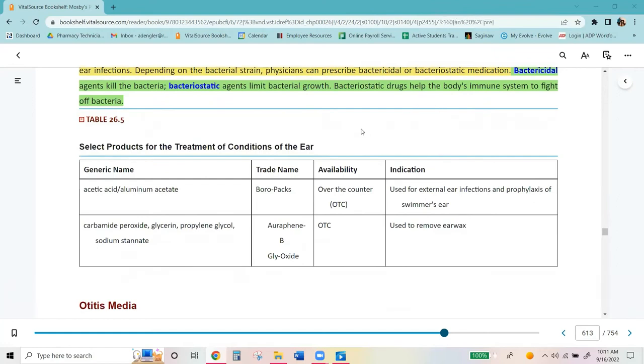So we have table 26.5, which lists select products for the treatment of conditions for the ear. We have medication used to remove earwax and medication used for external ear infections and prophylaxis of swimmer's ear.